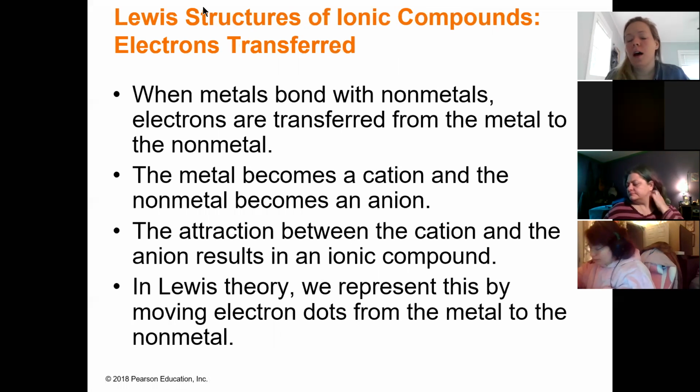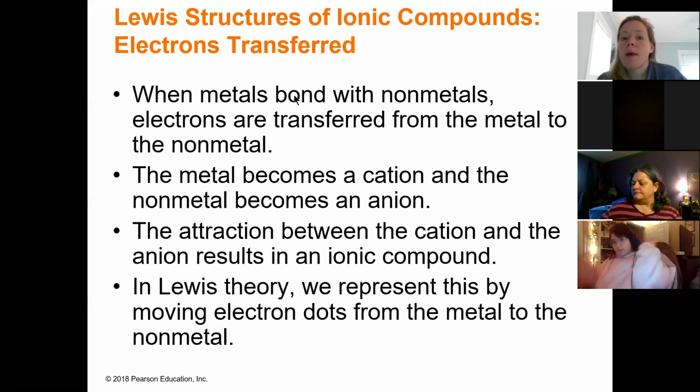So let's first work with Lewis structures on ionic compounds. This isn't going to be quite as big of a concept as the one with covalent, but we'll still review it. When we have a metal and it bonds with a nonmetal, electrons are transferred. That means the electron goes from the metal to the nonmetal. It creates a cation and an anion, or a charge differential, and then the two are attracted to each other and stick together to form a three-dimensional lattice structure. In Lewis theory, we represent this moving electron from the metal to the nonmetal.